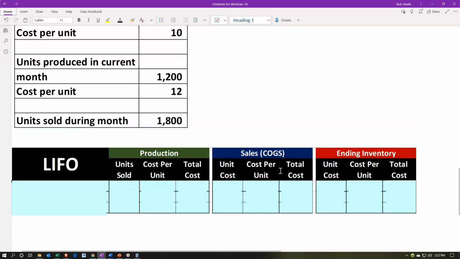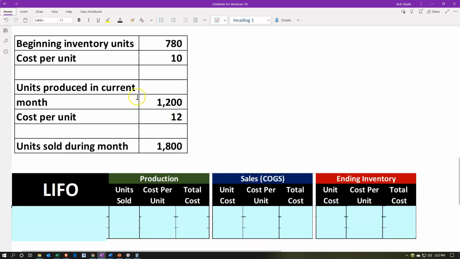So let's do the same thing. We're going to do LIFO now. Here's our data. We've got the beginning inventory 780, the cost per unit 10, the units produced in the current month 1,200, the cost per unit then is 12 of those units. So once again, we have this rising prices. Units sold during the month at 1,800.